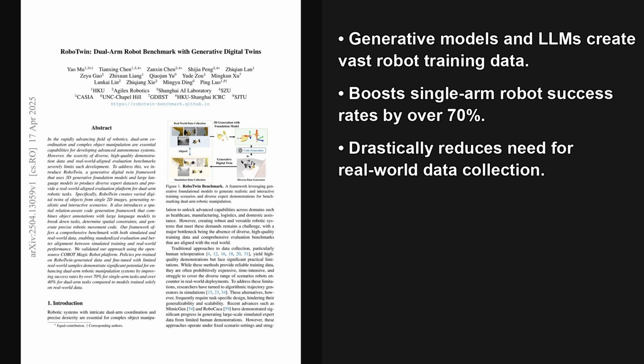Ultimately, this work shows us a powerful path forward for robotics. By creating these high-fidelity digital twins, researchers can generate massive, diverse training datasets, which drastically cuts down on the need for costly and time-consuming real-world data collection. This could be a key step in making robot learning more accessible and scalable.